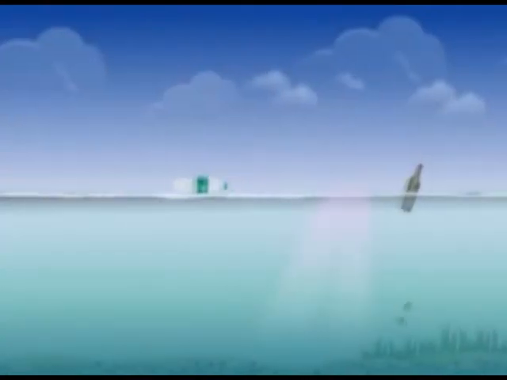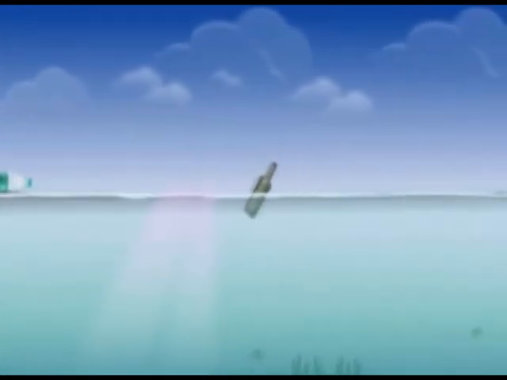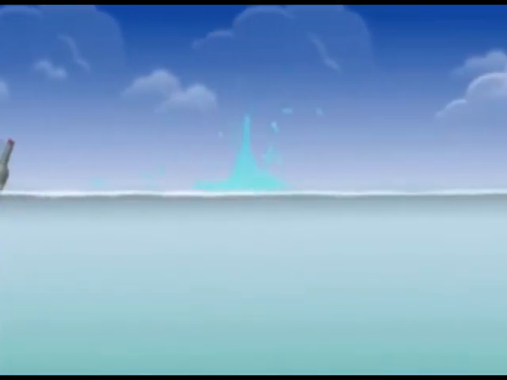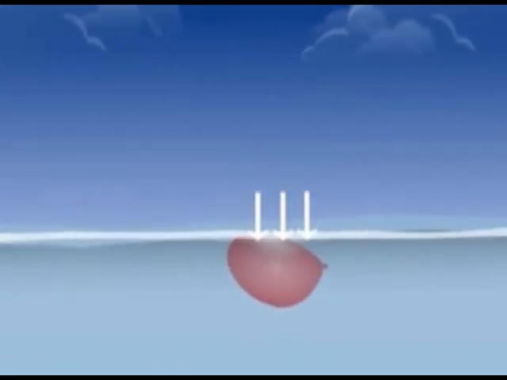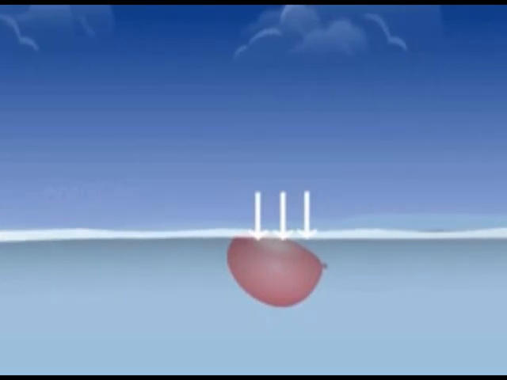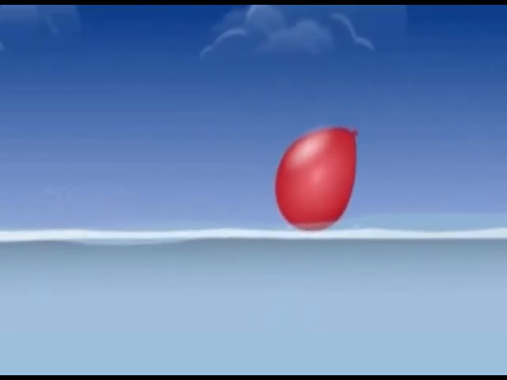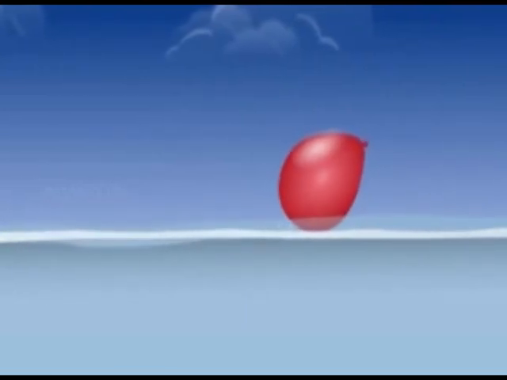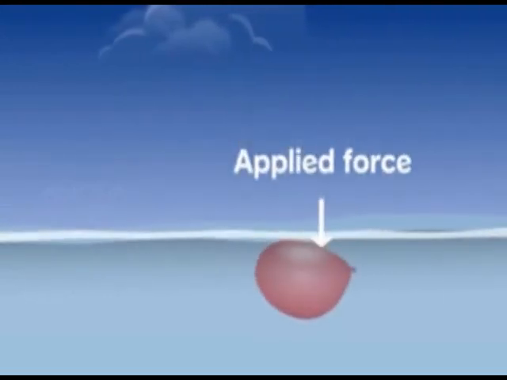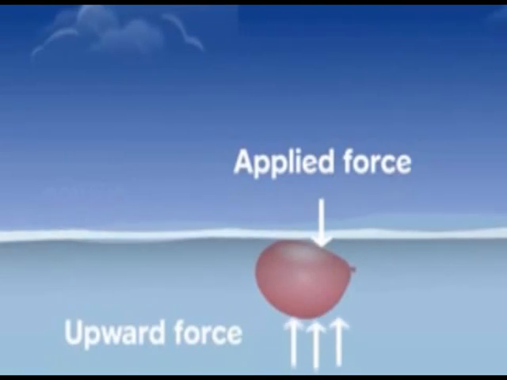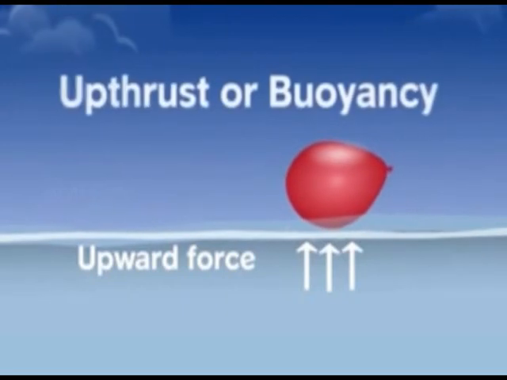It is a matter of common experience today that some objects float in water while others sink. Try and push a balloon underwater. You will feel an upward force that resists your push. When released, the balloon bounces back. What happens is that the applied force acts in a downward direction, pushing the balloon down, but the water exerts an upward force on the balloon, pushing it up. This upward force exerted by water on the balloon is known as upthrust or buoyancy.